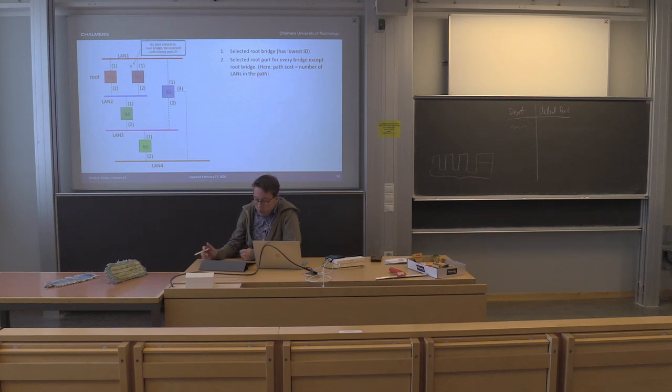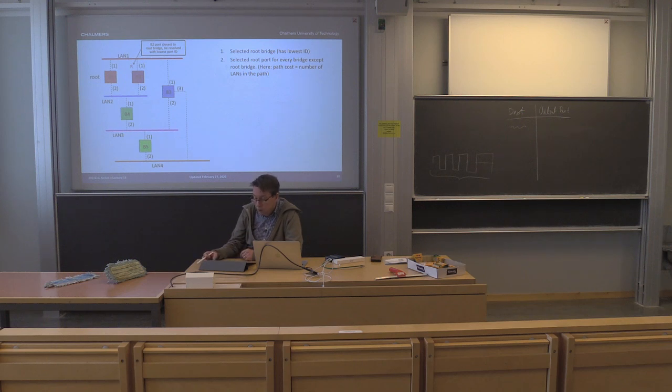So for B2, for instance, we have a path that goes from this port over this LAN to the root. We also have a path that goes from this port over this LAN to the root. So we have a cost 1 path here and a cost 1 path here. It's equal cost for these 2 ports, but we need to select one of those, so we select the port with the lowest ID, which is 1 in this case. So this becomes the root port of bridge number 2.